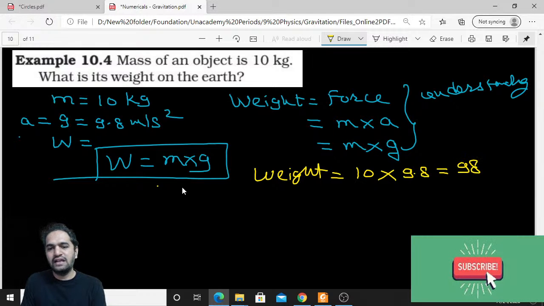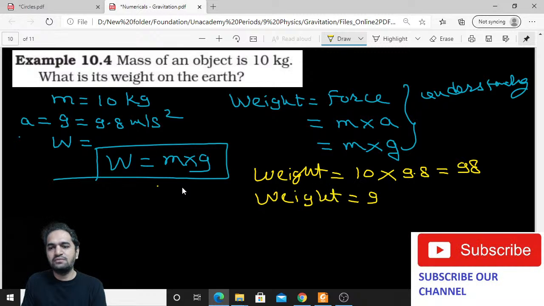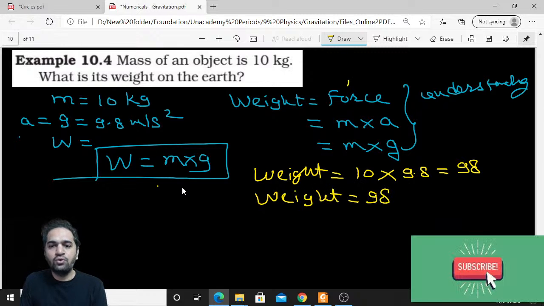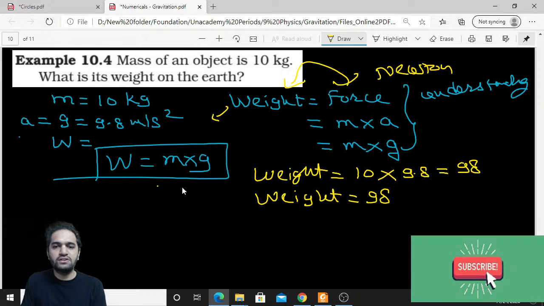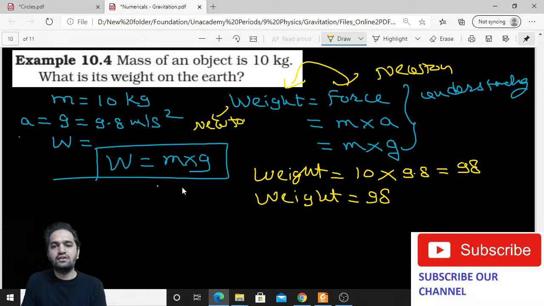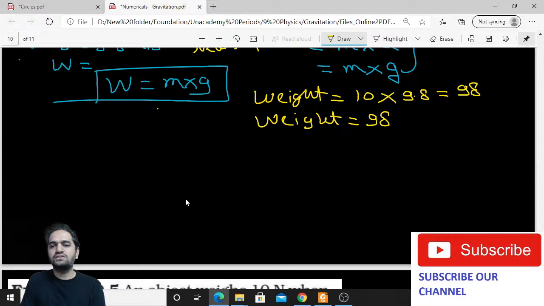So 98. And what would be the unit? The answer is 98, but what would be the unit? See, force and weight are the same. The unit of force is Newton. So obviously the unit of weight will also be Newton, right? Okay, so you just write it down there. Weight unit is Newton, 98.